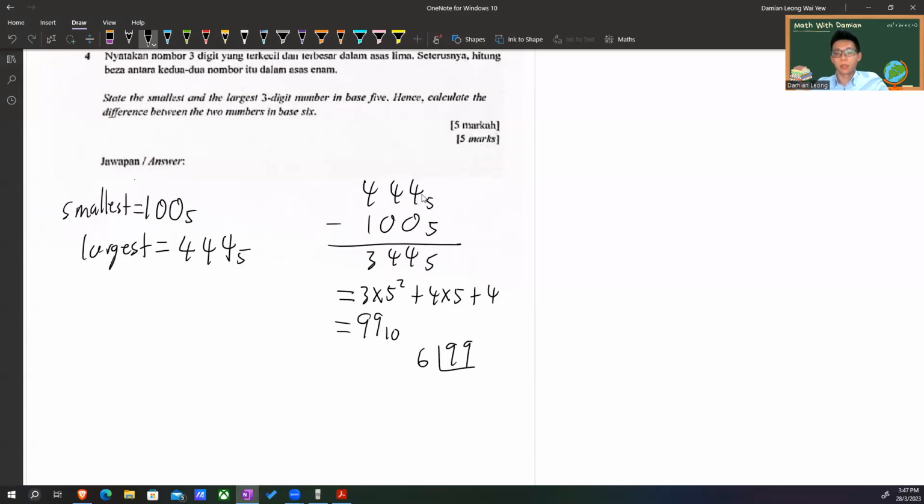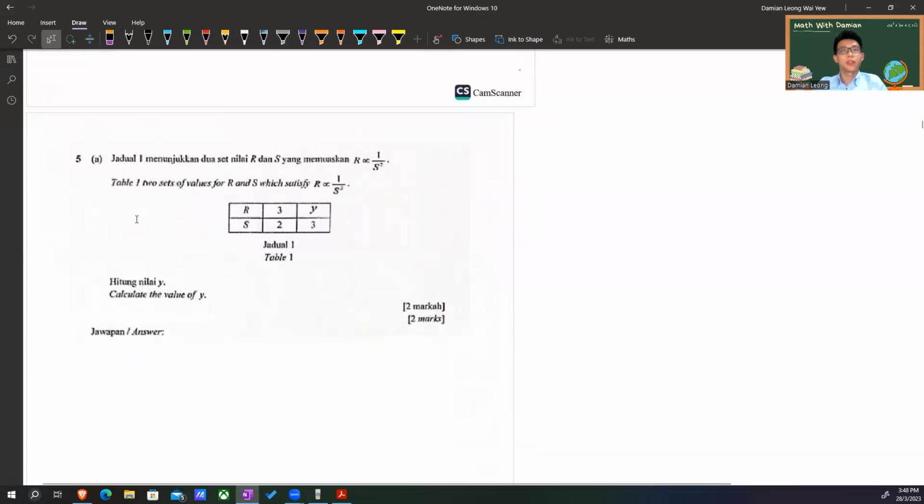Divide by 6. 16, remainder 3. Divide by 6, 2, remainder 4. Divide by 6, 0, remainder 2. So take the remainder from bottom to top. 2, 4, 3 in base 6. Okay, 243 base 6. That is question 4.